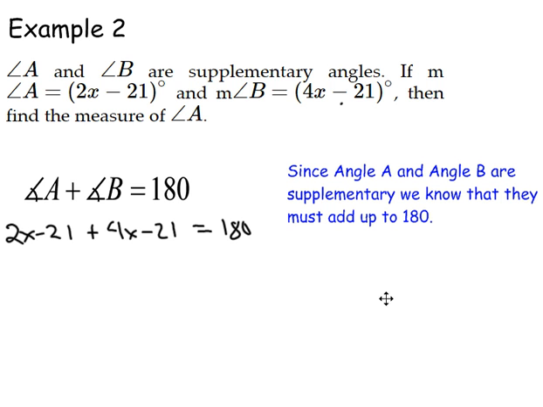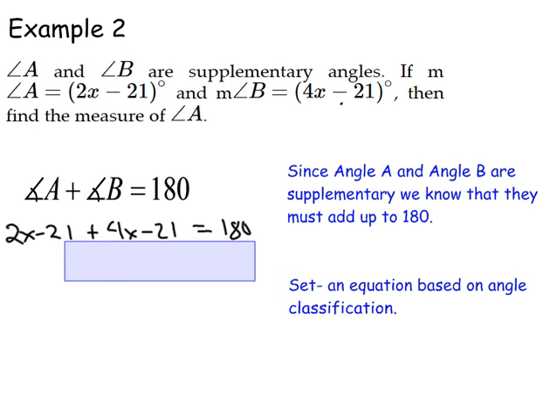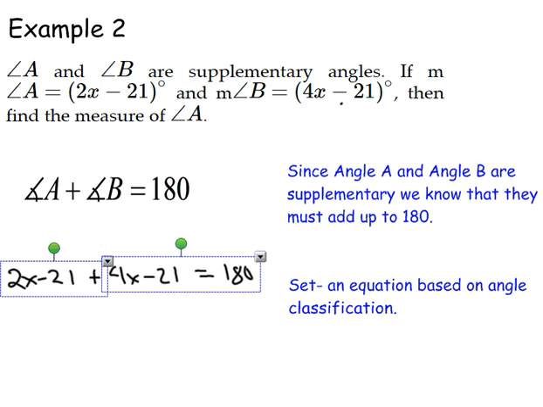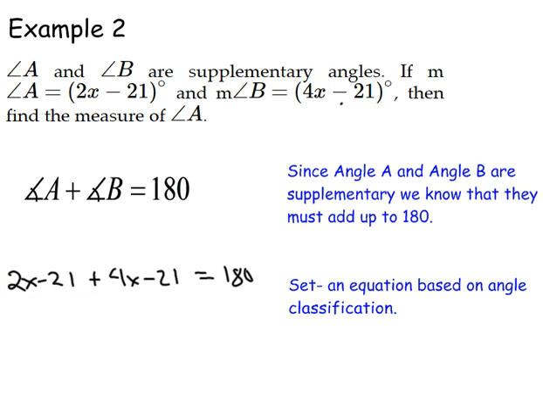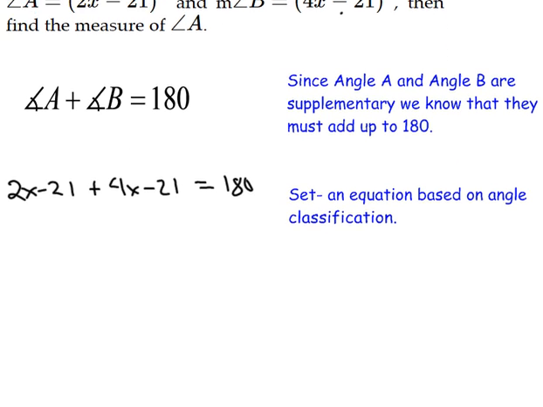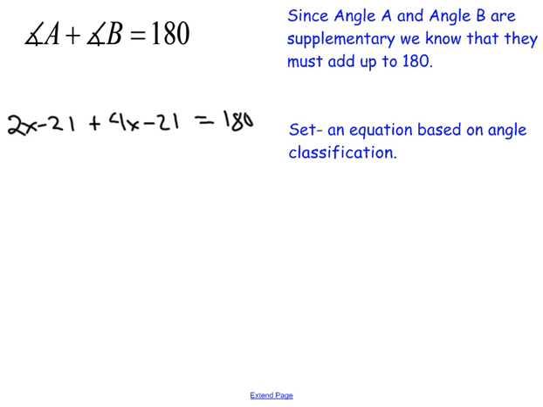So what I just did now is I just set up the equation based on the angle classification. So there's my equation set up. Since they're supplementary, we know they have to add up to 180. The angle classification here is supplementary. So let's go ahead and solve for x.